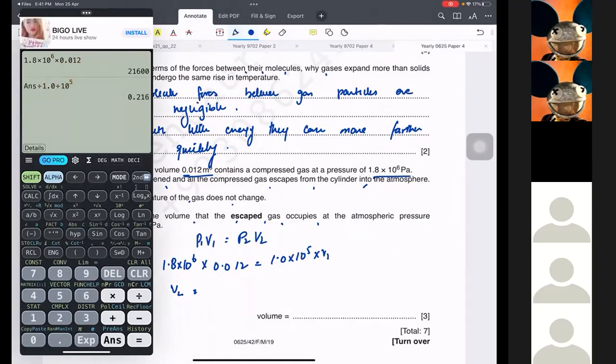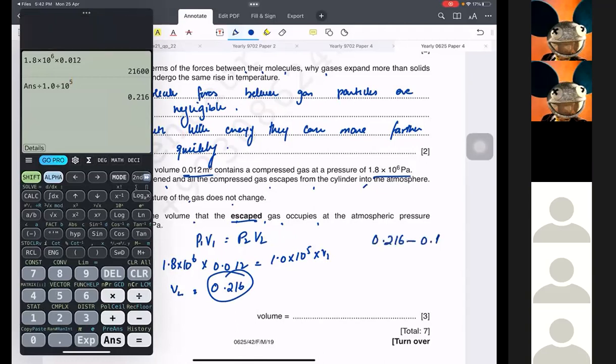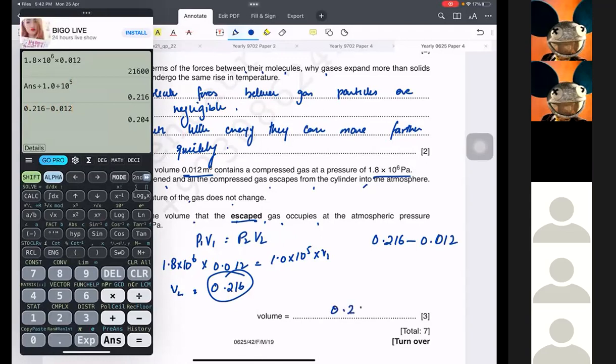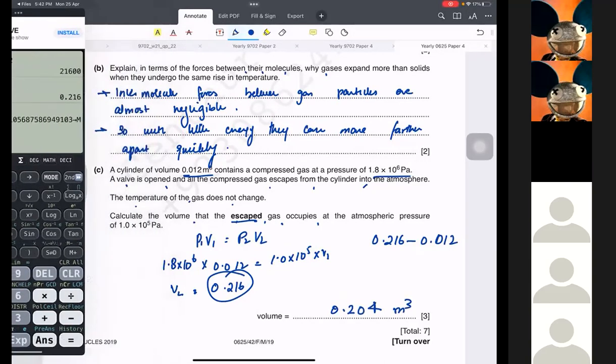Okay, so it is 0.216, right? 0.216. Now you need to understand that it says how much gas escaped. So this should be the total volume, and the escaped gas should be 0.216 minus 0.012. So we have to find 0.216 minus 0.012. That should be about 0.204 meter cubed has escaped, by the way.